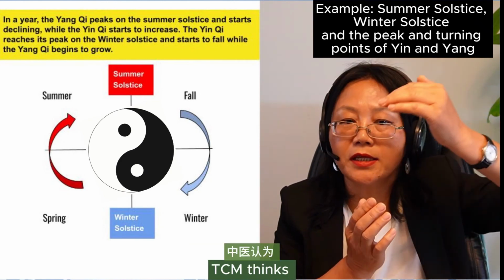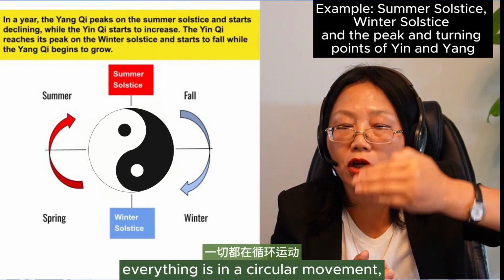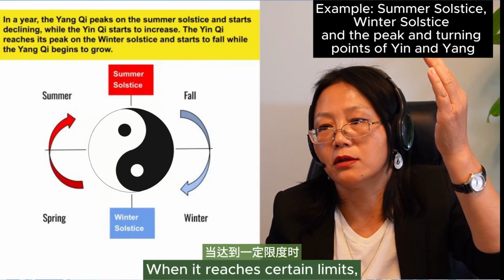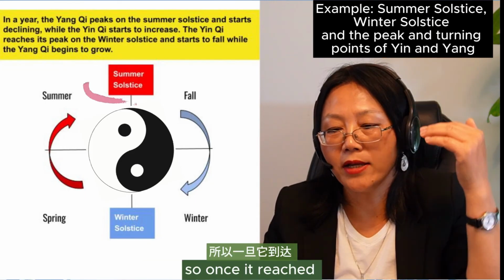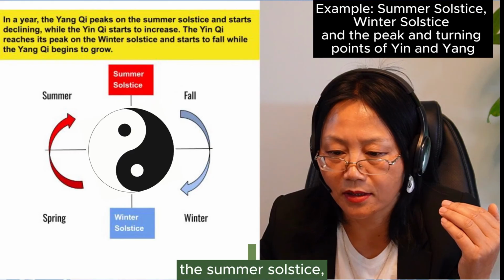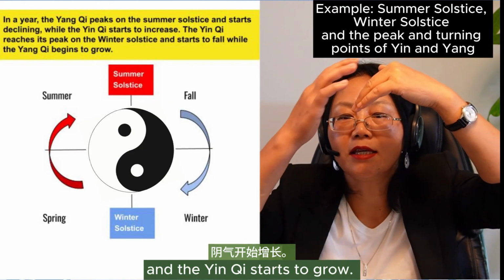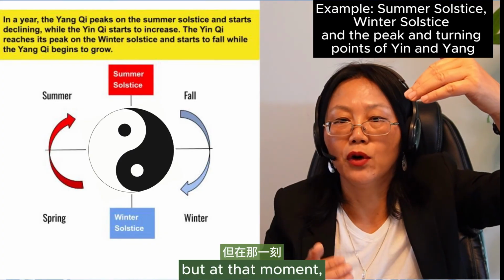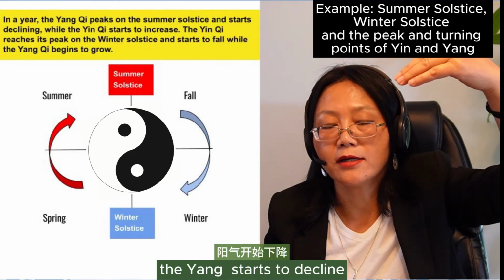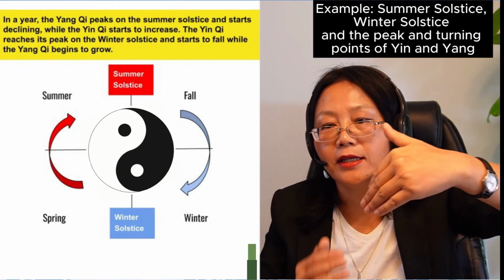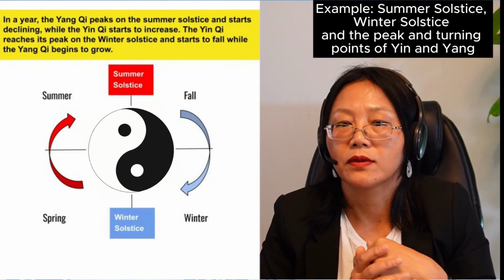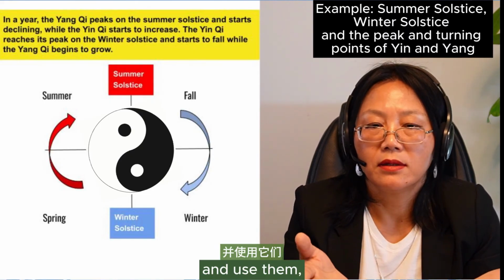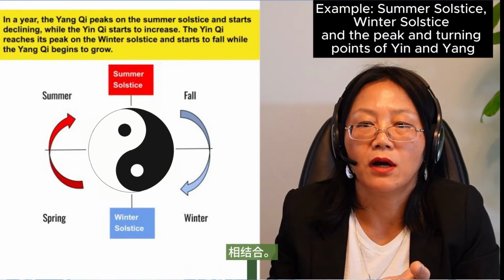However, it's changing. TCM thinks everything is a circular movement. Nothing will always go up. When it reaches a certain limit, it will turn around. Once it reaches the summer solstice, the yang qi starts to decline and the yin starts to grow. Of course, this transition is slow, but at that moment, it started to turn around. The yang started to decline and the yin qi started to increase. Those are the dates. We will look at those dates and combine them with our practice of TCM.